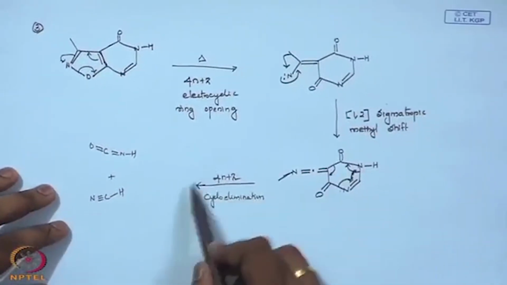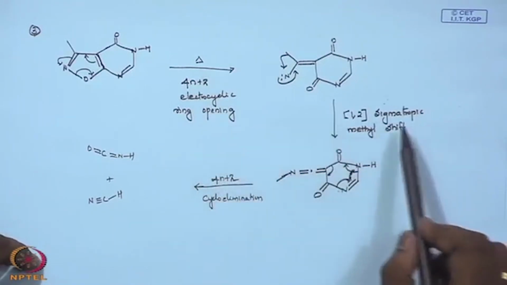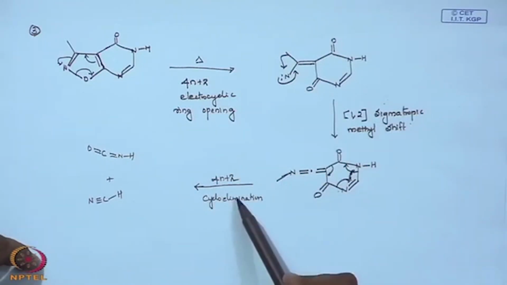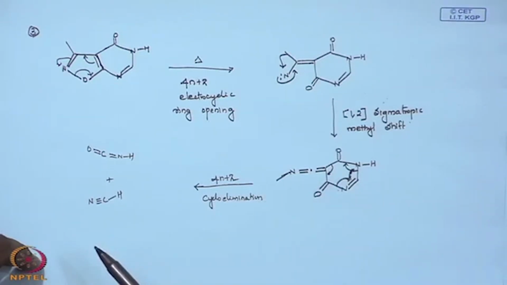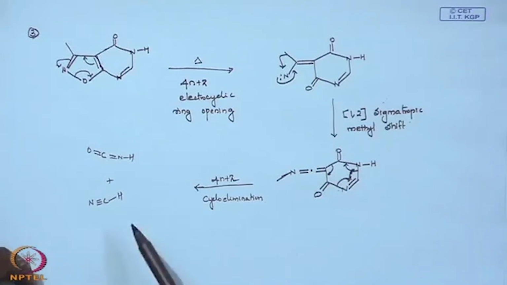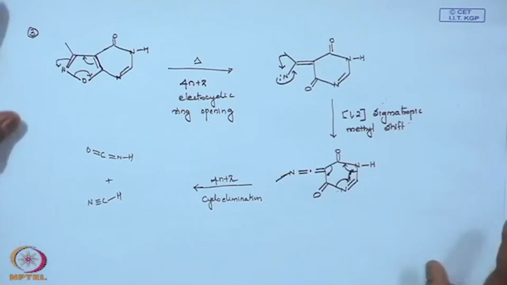But this, just leave it. So first on heating you get an electrocyclic ring opening, then you get a 1,2 sigmatropic shift, then you have a 4n+2 cyclo-elimination. Fine. Any doubt with this? Okay.